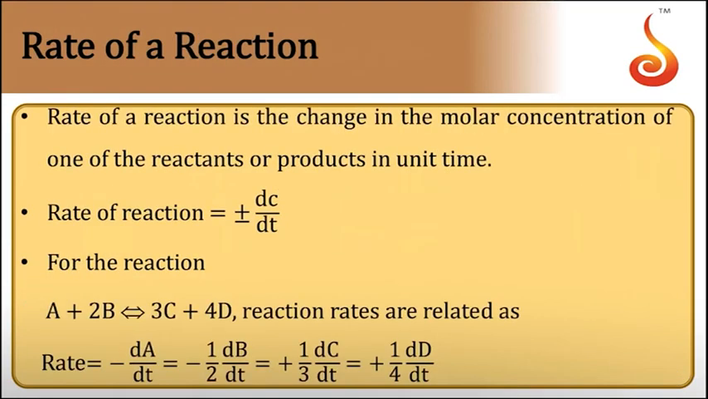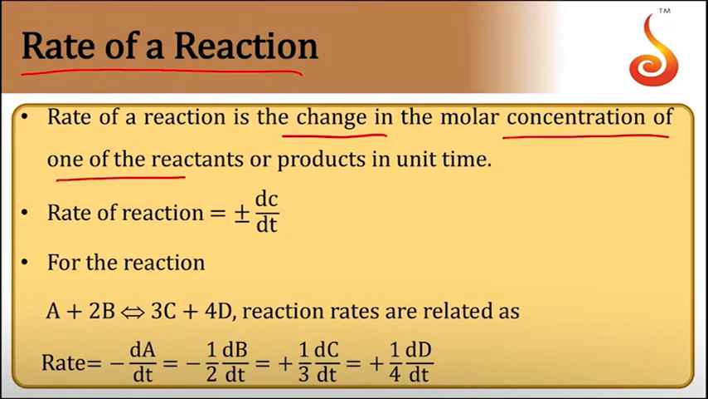Let us start with the rate of reaction. So, the meaning of rate of reaction: rate of reaction is the change in the molar concentration of one of the reactants or products per unit time. Mathematically it is represented as rate is given by plus or minus dc by dt.